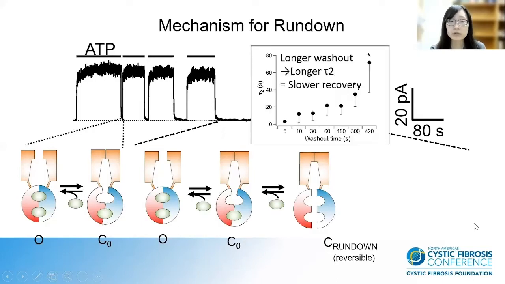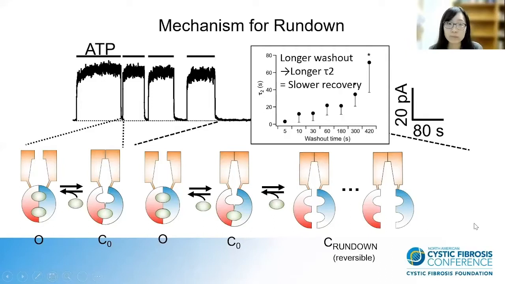And based on the observation that longer ATP washout results in slower recovery, as I showed you earlier, we propose that the separation of MBDs might be a continuous process. To what extent the MBDs separate relative to each other remains a mystery, but there might be multiple states where MBDs have different degrees of separation. Furthermore, the distance between the two MBDs might eventually grow so large that dimerization becomes very difficult, making the backward reaction practically irreversible, hence irreversible rundown.